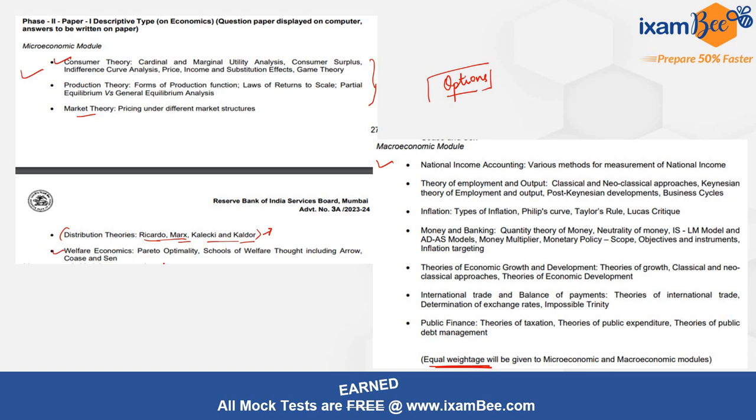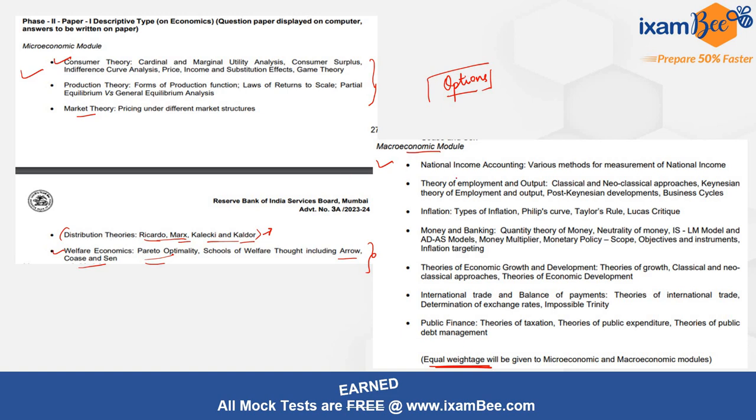Then welfare economics, you have always seen questions coming from Arrow and Amartya Sen. So again, this is fine. Questions have been there from this area. And Pareto optimality, general equilibrium questions have also come in the examination in the past.